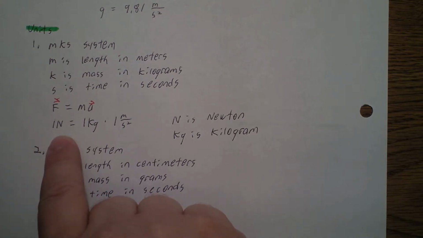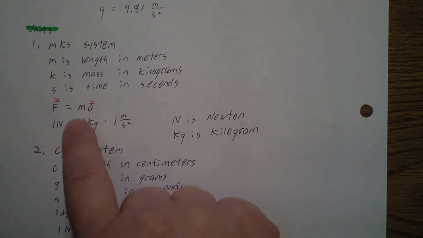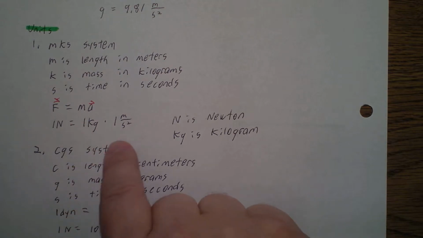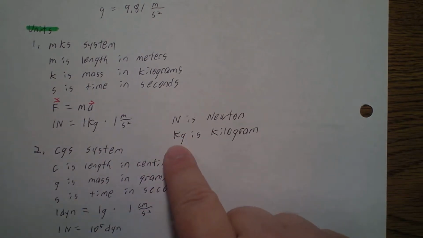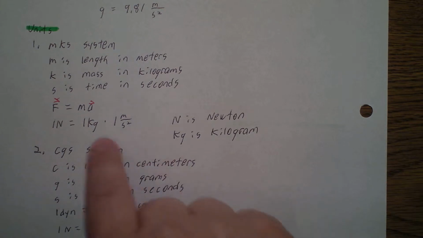So 1 Newton, that's the units of force, is equal to 1 kilogram, that's the units of mass, times 1 meter per second squared. That'd be the units of acceleration. So capital N in this context is Newton, and lowercase k, lowercase g in this context is kilogram.